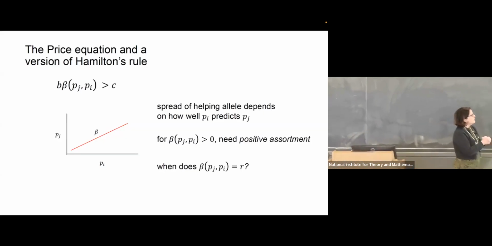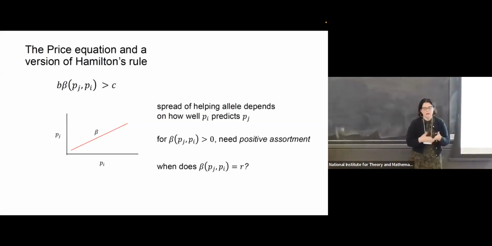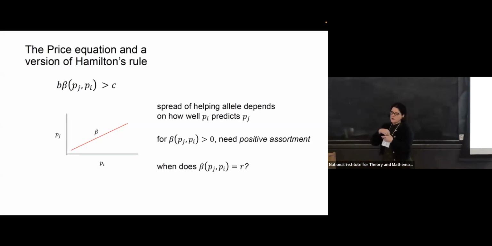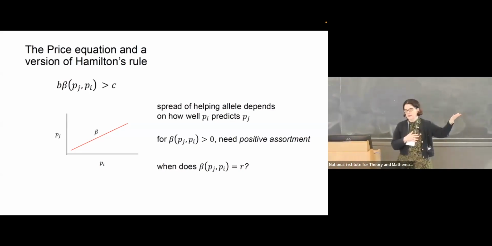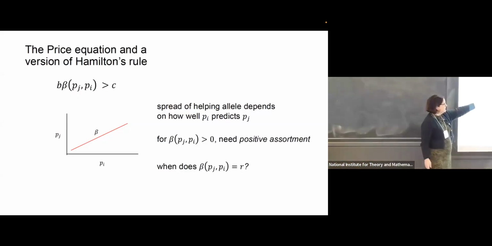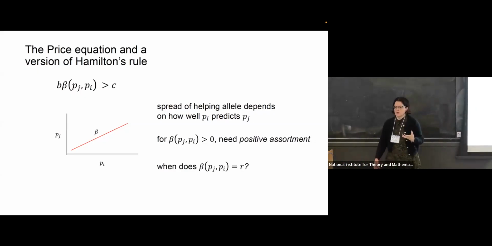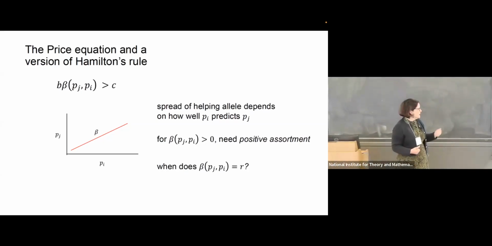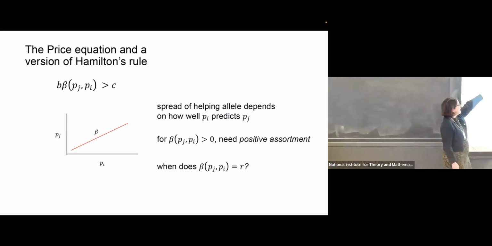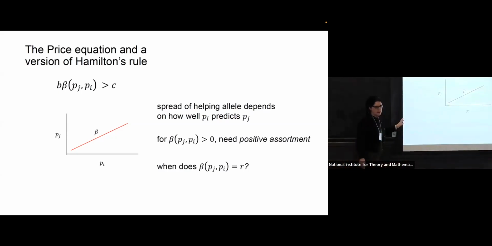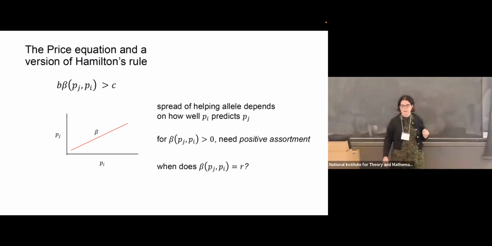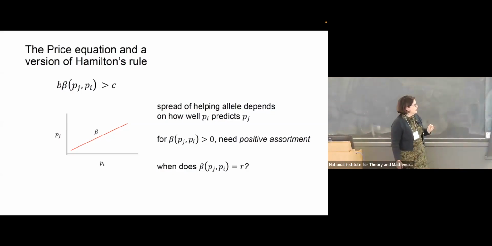The spread of the helping allele depends on how well the allele frequency in individual i, the focal individual, predicts the allele frequency in the other individual. And this is the same sort of idea that beta gives us, that relationship. We need some kind of positive assortment of the helper allele between the two individuals. If beta is positive, it might be greater than C. It doesn't have to be. It depends on what the two of them are. But at least it's not negative. That's fine.